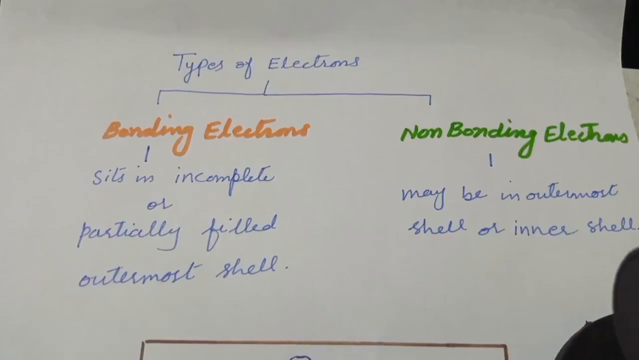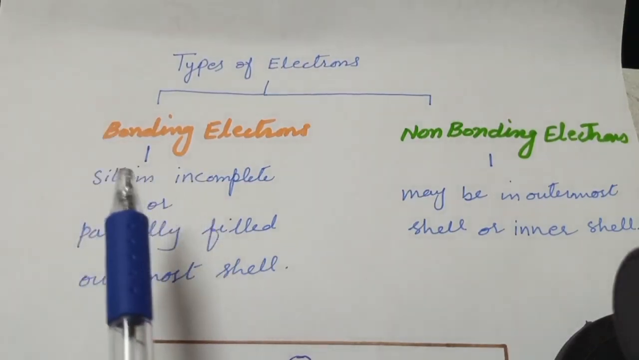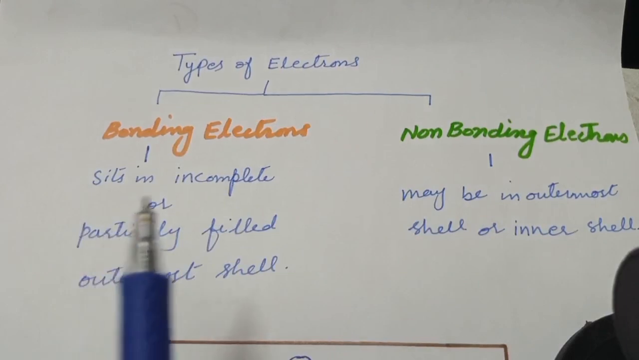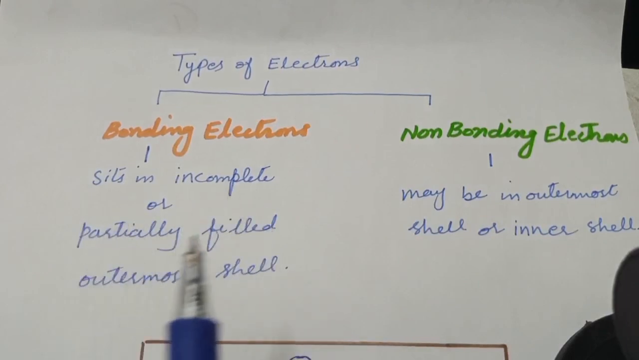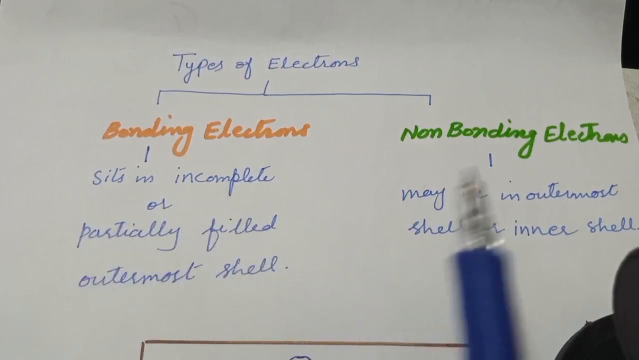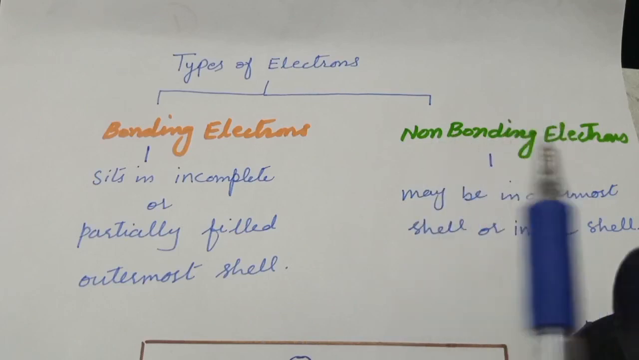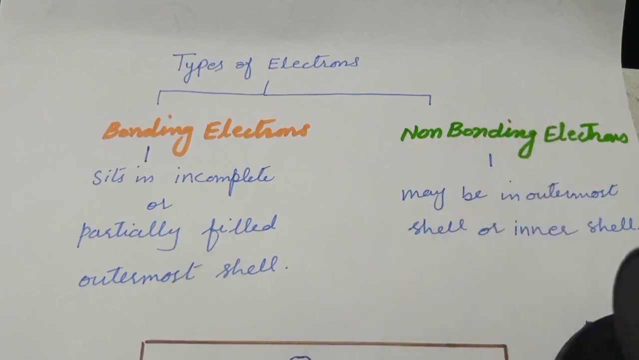There are two types of electrons, bonding electrons and non-bonding electrons. As the name shows, bonding electrons are the electrons which take part in the formation of the chemical bond, and they sit in the incomplete or partially filled outermost shell. And the other are the non-bonding electrons. These are the electrons which do not take part in the chemical bond formation, and they may be in the outermost shell or inner shell.